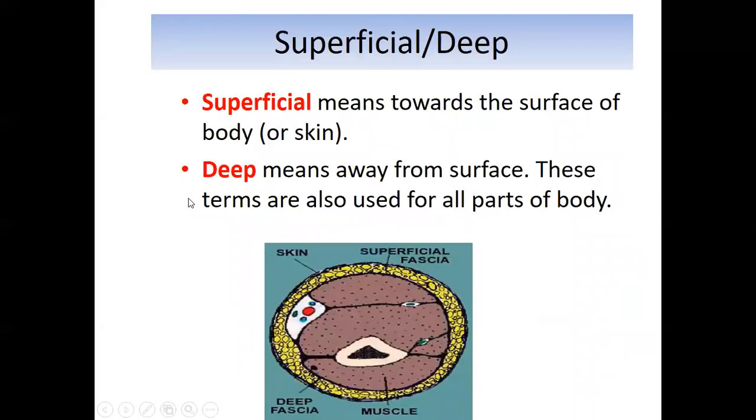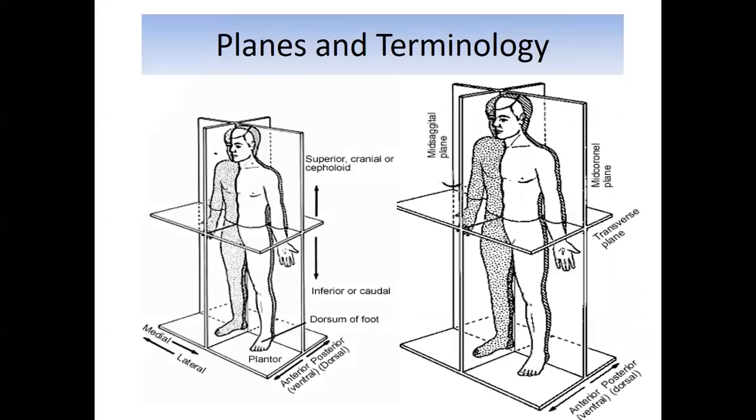Now we're going to proceed with the next one: superficial and deep. Superficial means toward the surface of the body or skin, and deep means away from the surface. These terms are also used for all parts of the body, just to differentiate between the superficial and the deep component. It's very simple. This picture shows all the planes and the terminology that we use, to simplify and summarize everything.